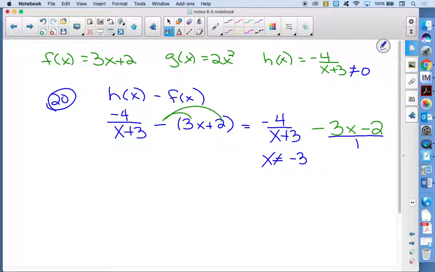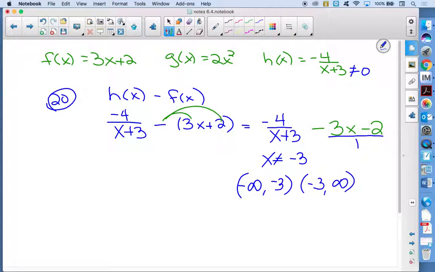When you have a domain, whatever makes the denominator 0 or whatever makes your square root negative is not part of the domain. So if this can't be negative 3, that means it would go from negative infinity to negative 3 with parentheses, and then negative 3 to positive infinity.